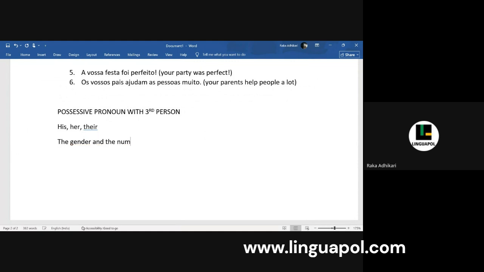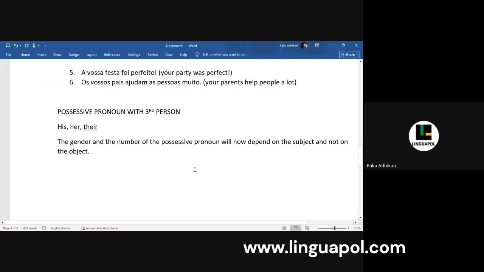Now in Portuguese, for the third person, the gender and the number, that is singular or plural, of the possessive pronoun will now depend on the subject and not on the object. This is only for third person.